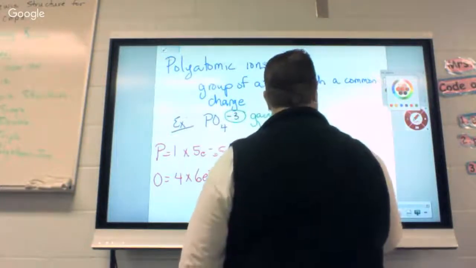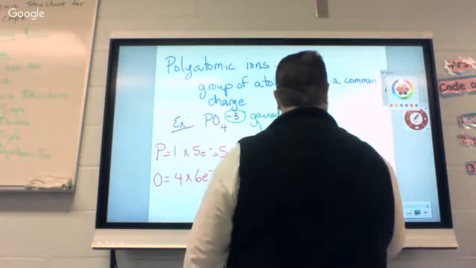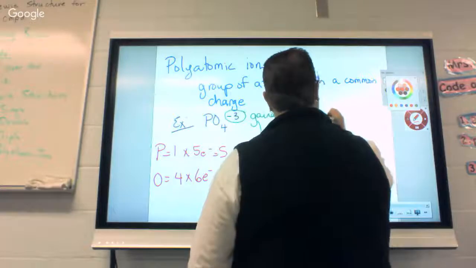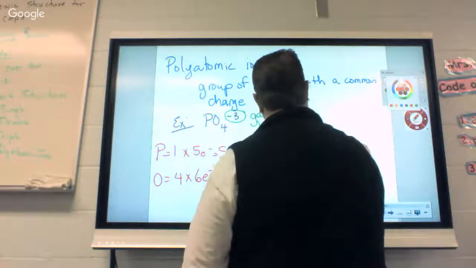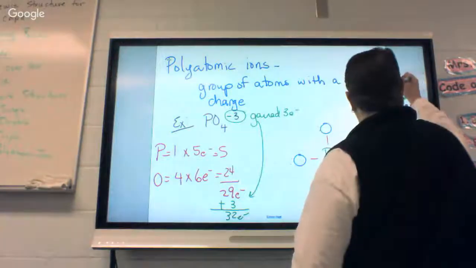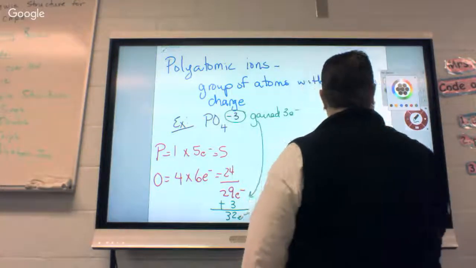1, 2, 3, 4 bonds. So that's 8 electrons, 10, 12, 14, 16, 18, 20, 22, 24, 26, 28, 30, 32. Now, the final new step.